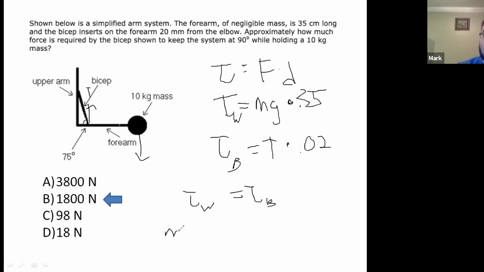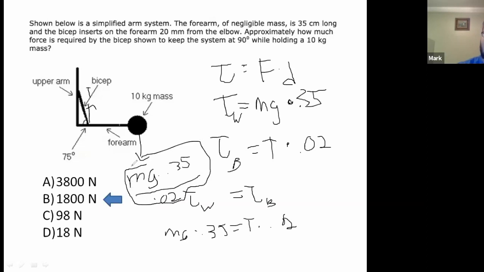Therefore, we can set it like this: mg times 0.35 is equal to T times 0.02, right? We want to find out what T is, so we want to isolate T. We know what M is, we know what G is, we know that 0.35 is on this side. So in order to isolate T, we would just simply divide both sides by 0.02. And then this together is what T, tension, is equal to. Does that make sense?